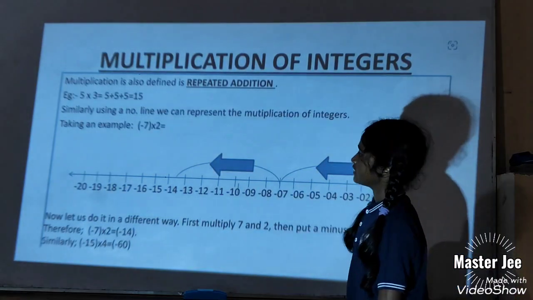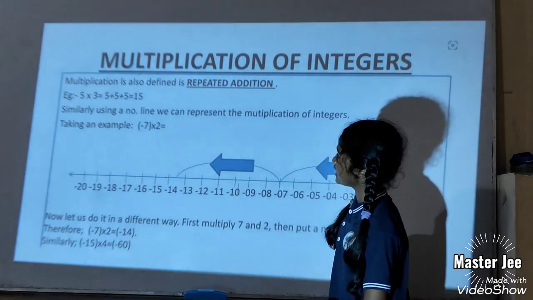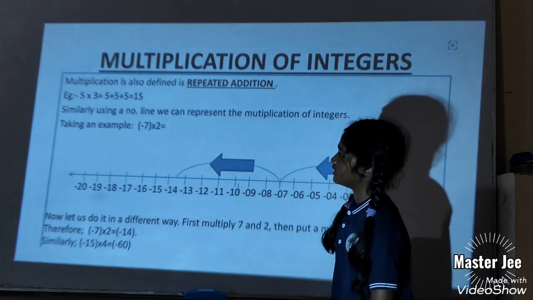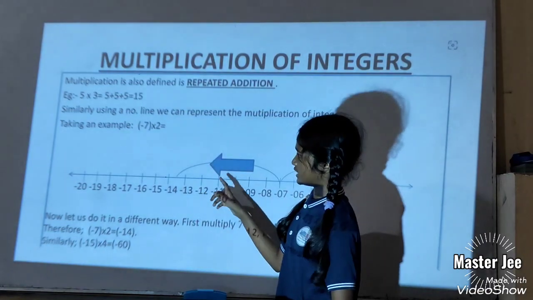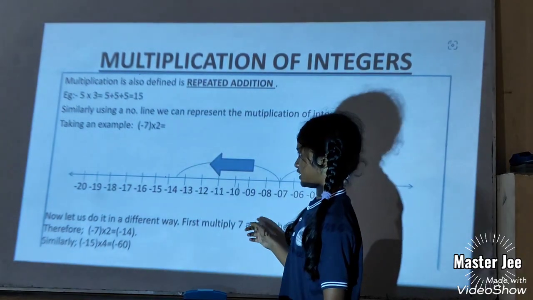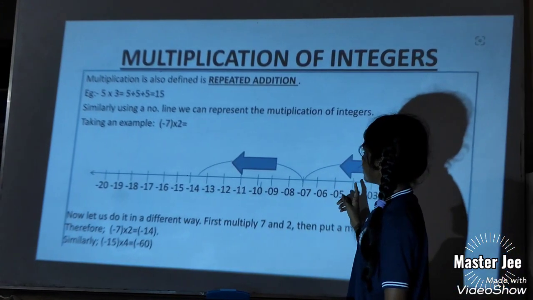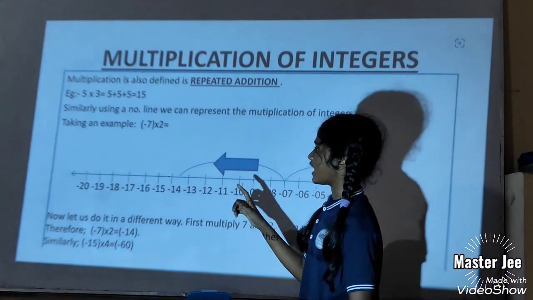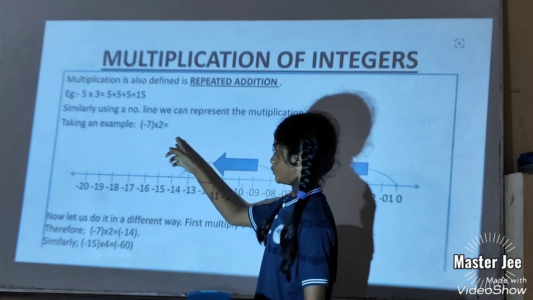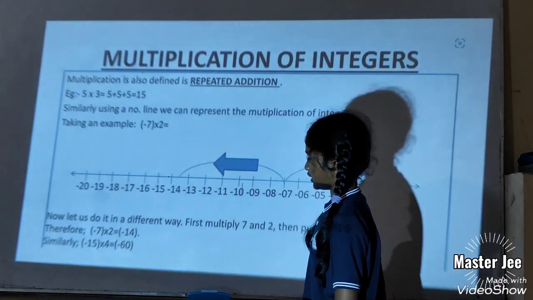Multiplication of integers. Multiplication is also defined as repeated addition. Example, 5 into 3 is equal to 5 plus 5 plus 5 is equal to 15. Similarly, using a number line, we can represent the multiplication of integers. Taking an example, minus 7 into 2 is equal to minus 14.